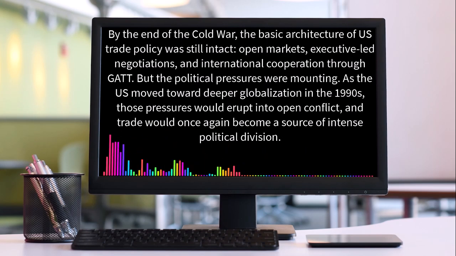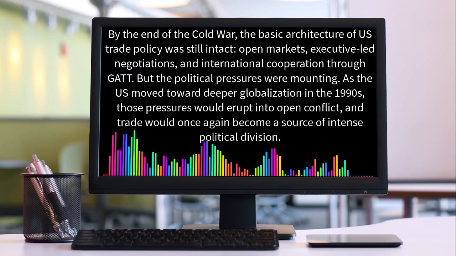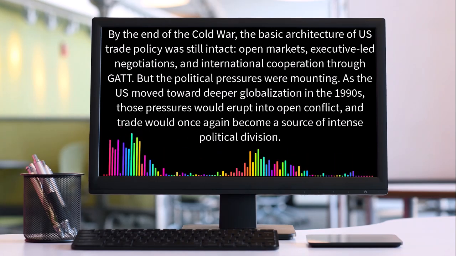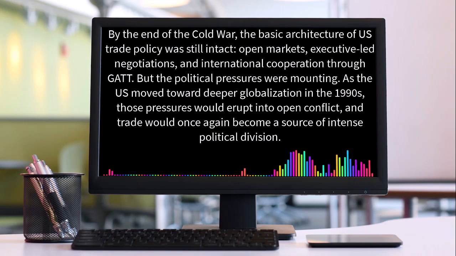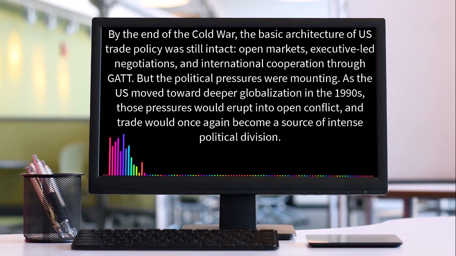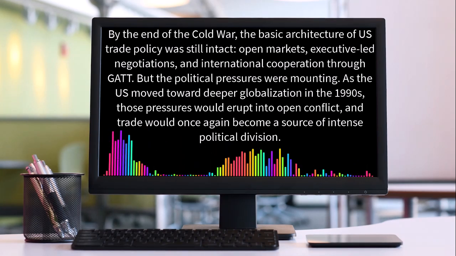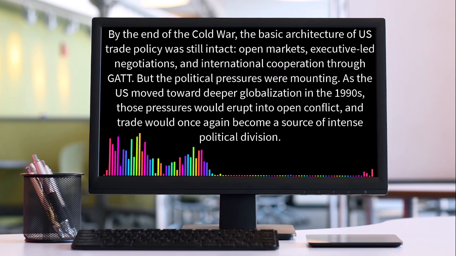By the end of the Cold War, the basic architecture of U.S. trade policy was still intact. Open markets, executive-led negotiations, and international cooperation through GATT. But the political pressures were mounting. As the U.S. moved toward deeper globalization in the 1990s, those pressures would erupt into open conflict, and trade would once again become a source of intense political division.